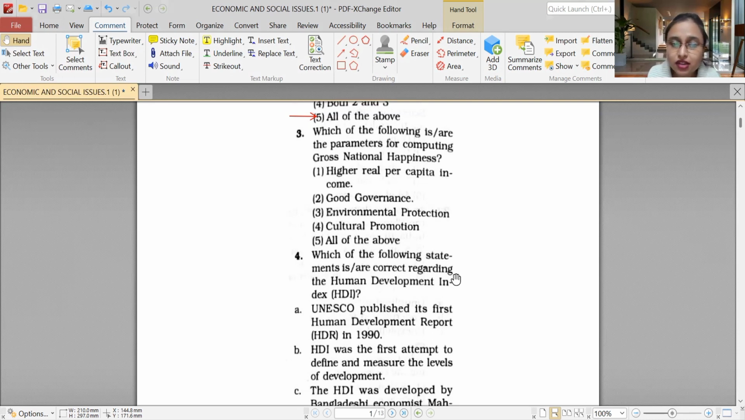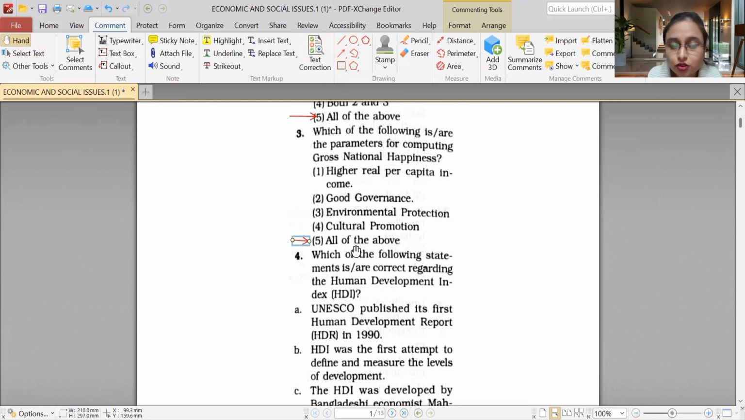Discussing the parameters, firstly, we have highest real per capita income, good governance, environmental protection, and cultural promotion, which involves promoting their culture, and ethical, spiritual connection, and that contributes to a better standard of living. So all four of them are parameters that contribute to gross national happiness. So option number 5, all of the above, is the correct answer to my question. I will mark this as my correct answer.